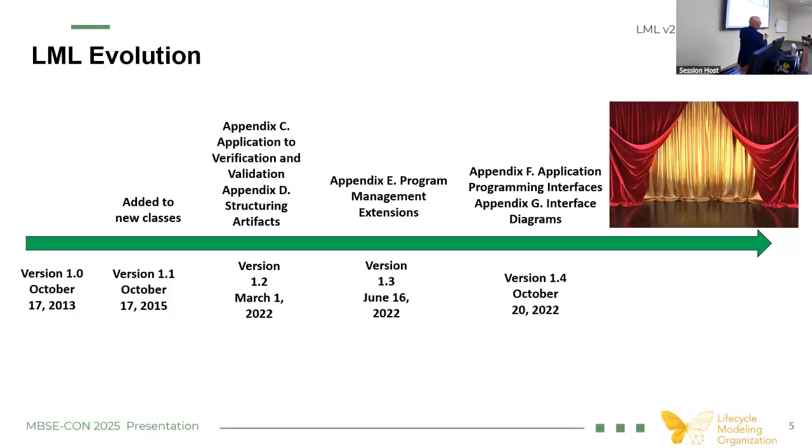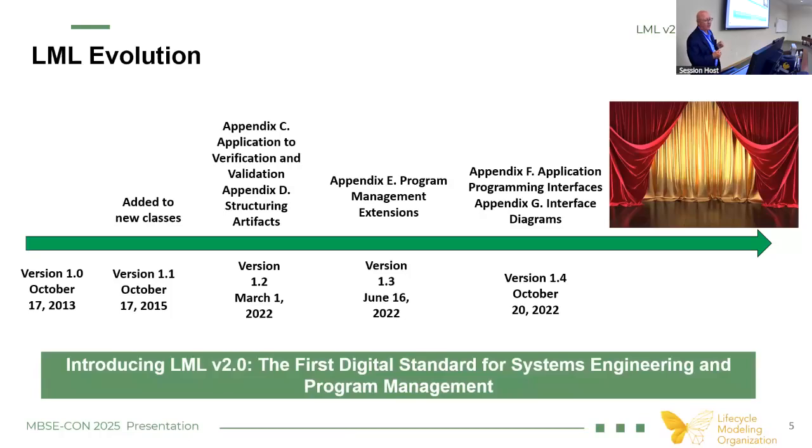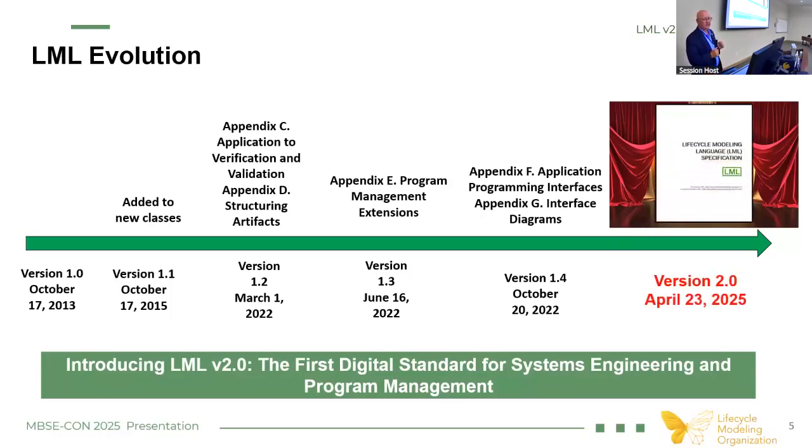And what we're hoping for as we're doing this is to get the lessons learned from the users, the users who are working through this, and then we look at the feedback and say, okay, what can we do better here? So that's the strategy. Now we went all the way to 1.4, that was in 2022. And then we said, okay, we have to really move forward. We have to incorporate all these previous appendices into the main body. So today we're going to introduce LML 2.0, and this is really the first digital standard for systems engineering and program management. And so today is the release of version 2.0.